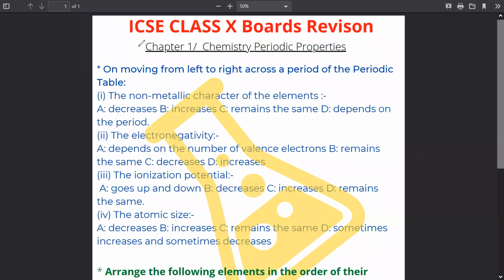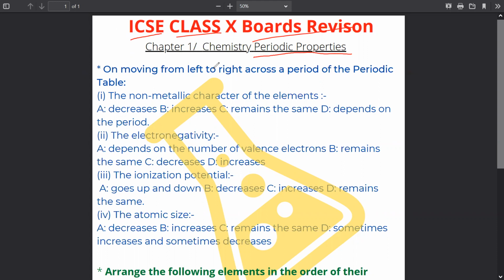So in this video, we'll be studying chemistry MCQs of the periodic table. ICSE class 10th board revision. These are the MCQ revision questions. All right, the first, and this is chapter 1 of the chemistry textbook, periodic properties.